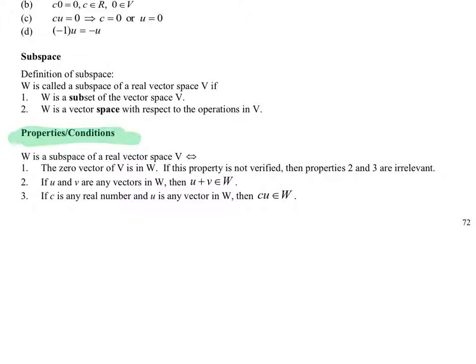I'm looking for U and V that are already vectors in W to be closed under the operation of addition, meaning their sum has to also be in the set W, in this case, whatever that real system, vector space is. If C is any real number, so a scalar multiple, and U is any vector in W, then the scalar product has to also belong to the vector space W. All right, so those are the things we're looking for.